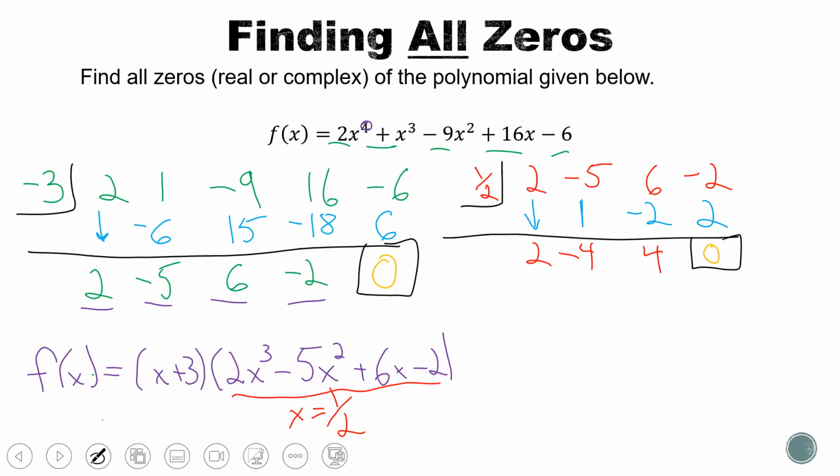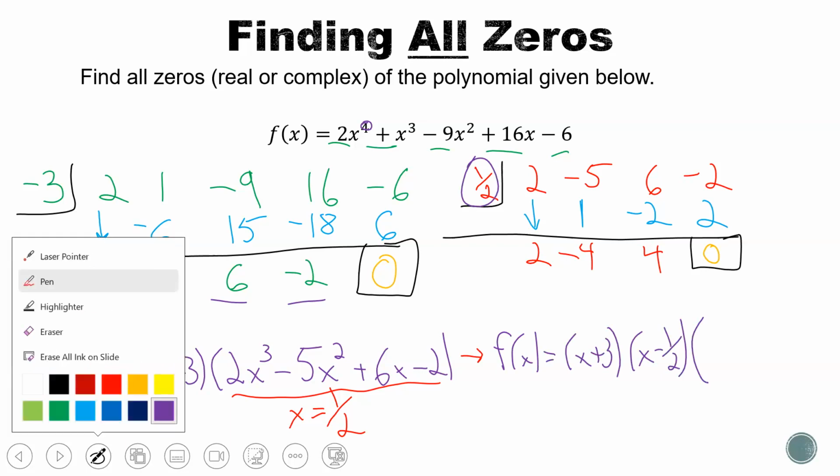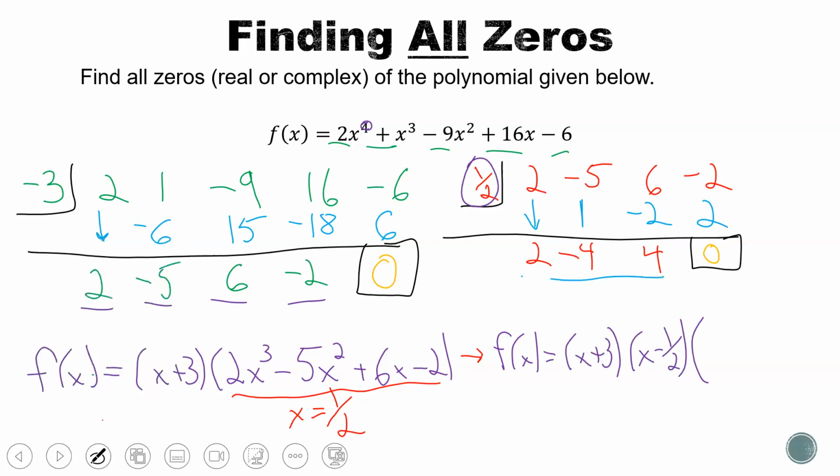So good. Now we've broken this down even more. And using this information, we can now rewrite f of x factored even further. So we can write f of x equals, we still have that factor x plus 3 from the first 0 we found. We now know, since 1/2 is a 0, that we can have a factor that is x minus 1/2. And then we can write the remaining factor of the function using these coefficients that we got from our synthetic division, the 2, the -4, and the 4.